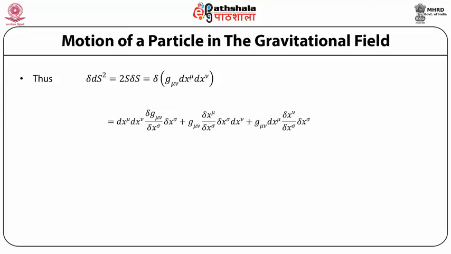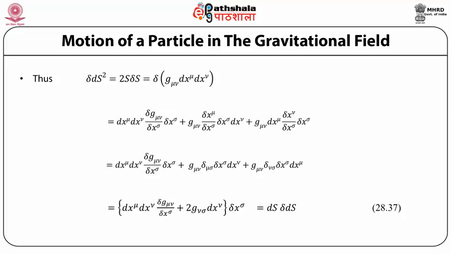This can be simplified to have dx^μ dx^ν (∂g_μν/∂x^σ) δx^σ + g_μν δ^μ_σ δx^σ dx^ν + g_μν δ^ν_σ δx^σ dx^μ. This equals, within the curly brackets, {dx^μ dx^ν ∂g_μν/∂x^σ + 2g_νσ dx^ν} δx^σ, which is equal to ds δds.